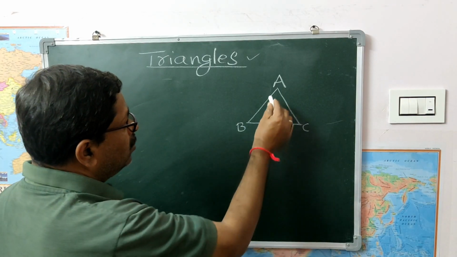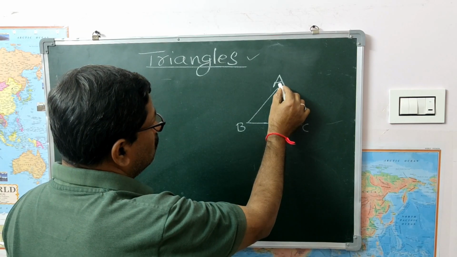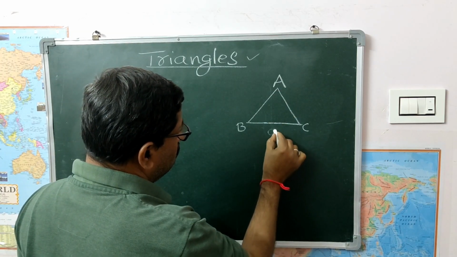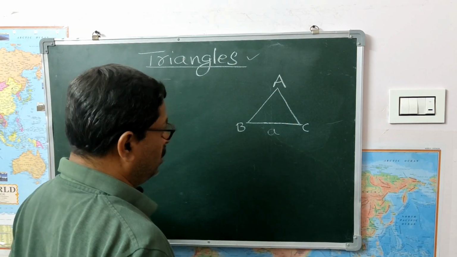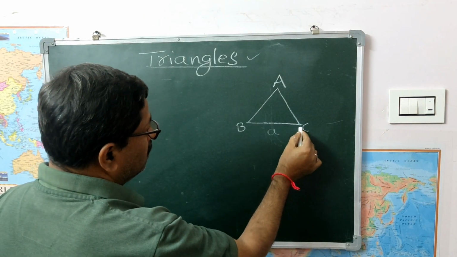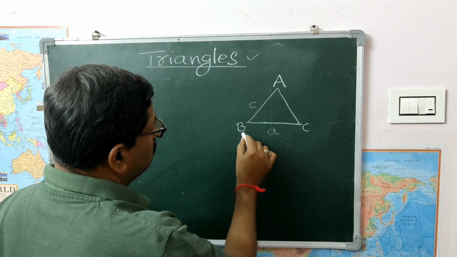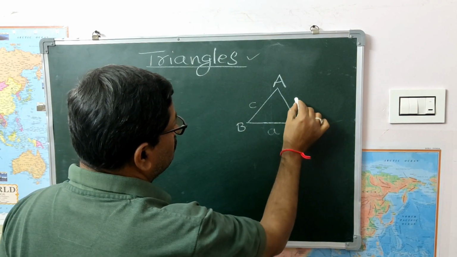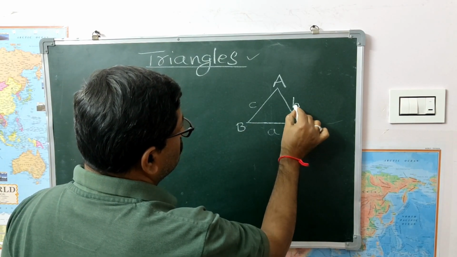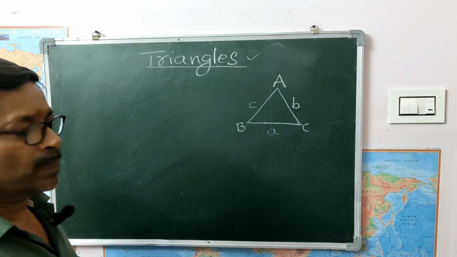Okay. Now the side opposite to capital A, that is opposite to the vertex A, is referred as small a. Likewise, the side opposite to the vertex C is taken as small c. The side opposite to B, the vertex B, is considered as small b. This is the notation we follow.